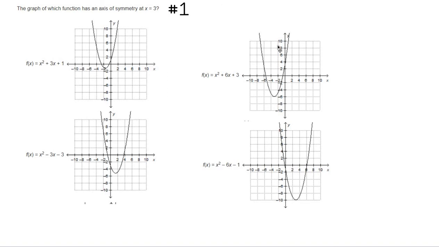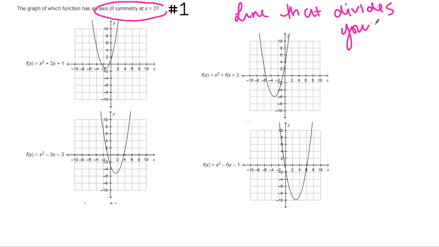Alright, so on my number one, they're asking you for the axis of symmetry to be x is equal to 3. If you remember, your axis of symmetry is the line that divides your parabola in half, right? So it goes through the vertex, the minimum or maximum. If I draw a line straight down the middle, it's going to cross the x-axis at x equals 3, hence the equation, because it's a vertical line.